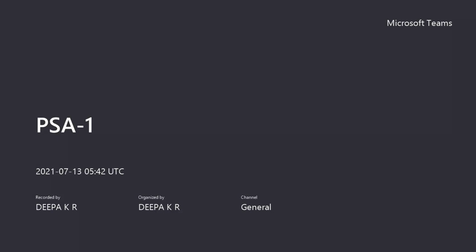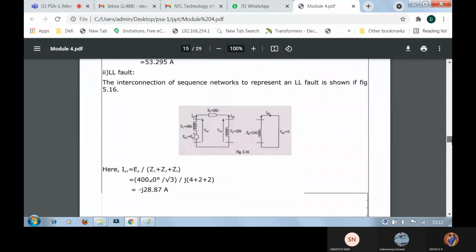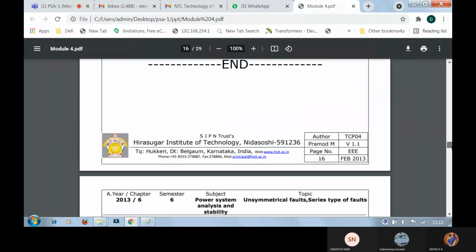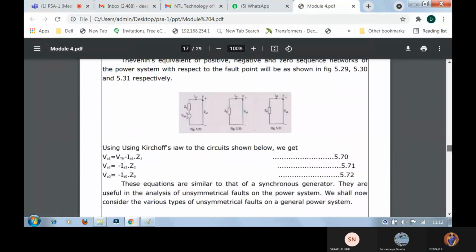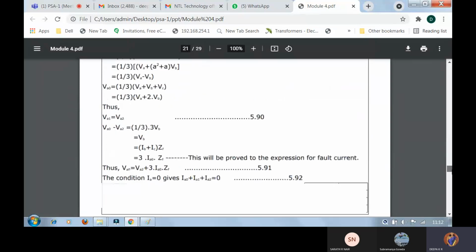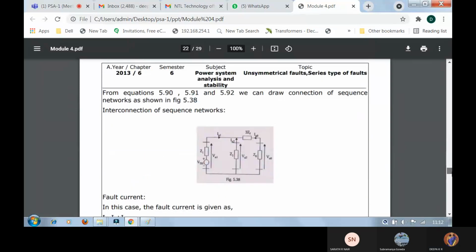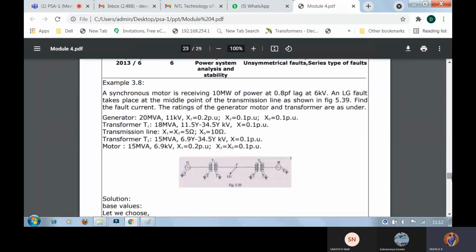We'll start solving that. Okay, note down. Yes, copy down this problem.